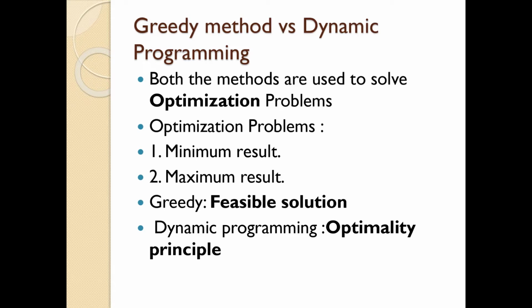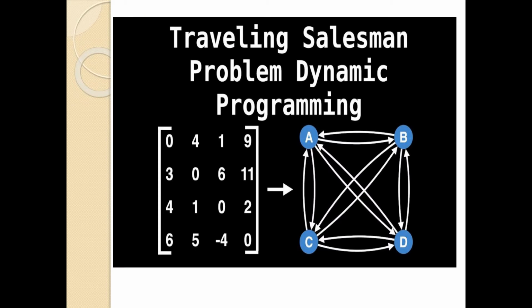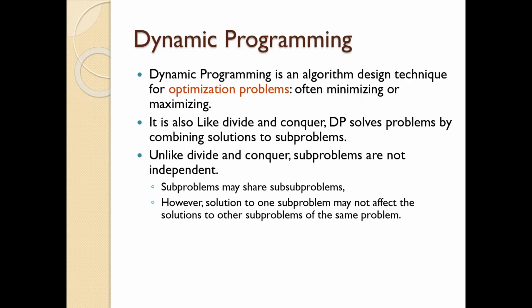So what is the greedy method actually? The greedy method always looks for a feasible solution, and dynamic programming works on the principle of optimality. Dynamic programming is an algorithm design technique for optimization problems, often minimizing or maximizing.